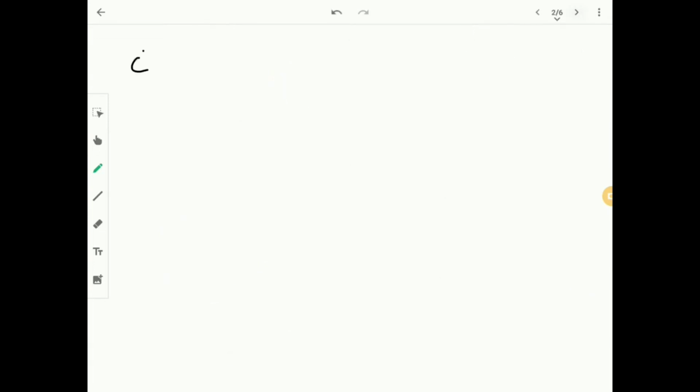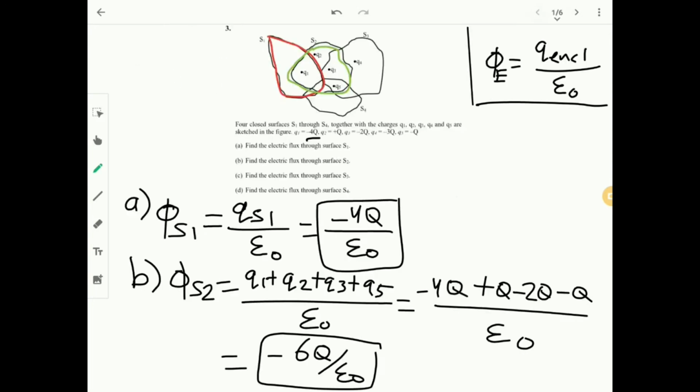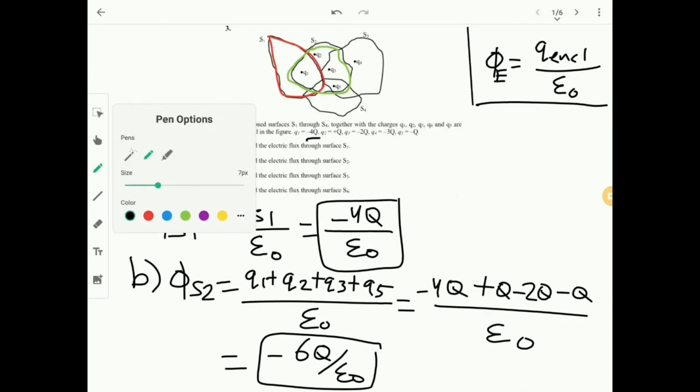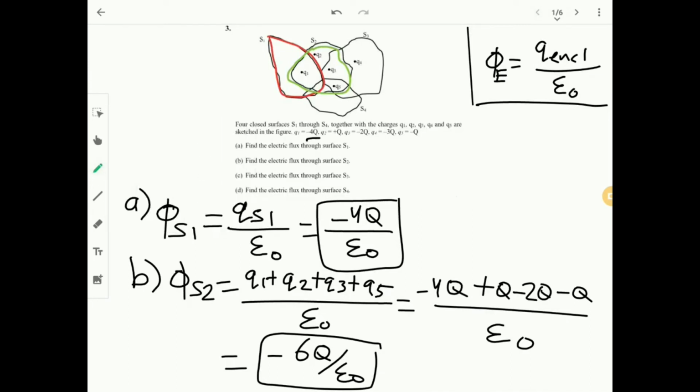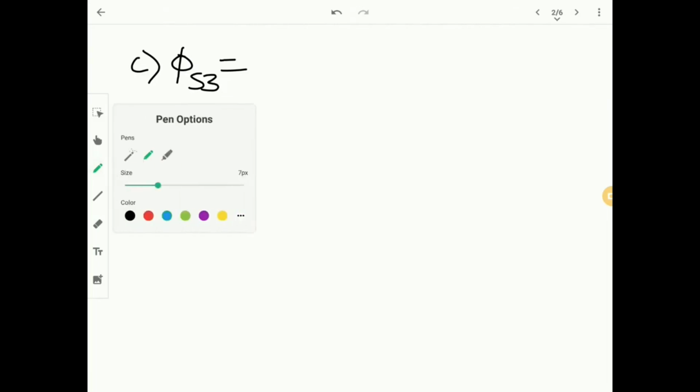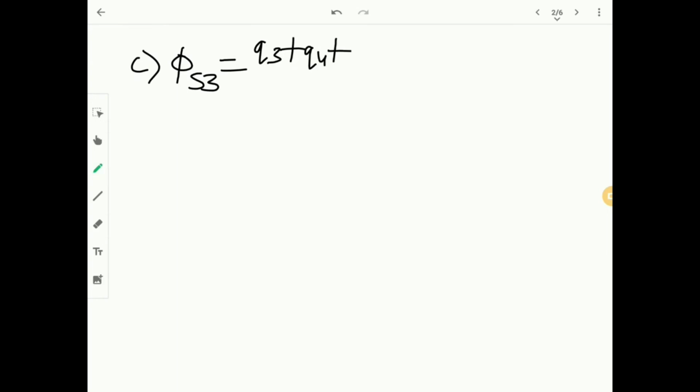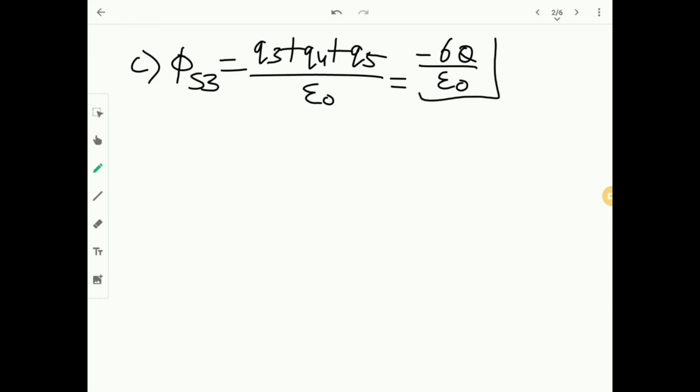Coming to part C now, let's go back to the diagram. Phi of S3 is equal to, now let's use blue for S3. What is there in S3? All of this. Q3, Q4 and Q5 are there. So Q3 plus Q4 plus Q5, all of that over epsilon 0, and when you simplify you should get again minus 6Q over epsilon 0, which shows us that the fluxes through S2 and S3 are equivalent.